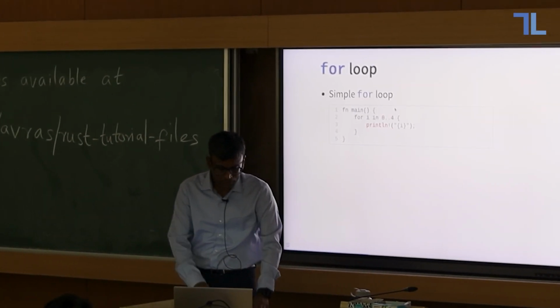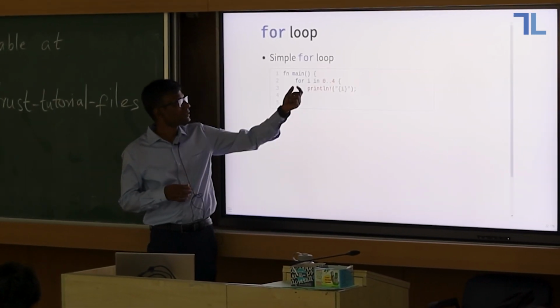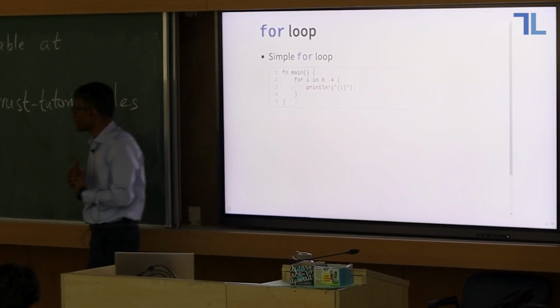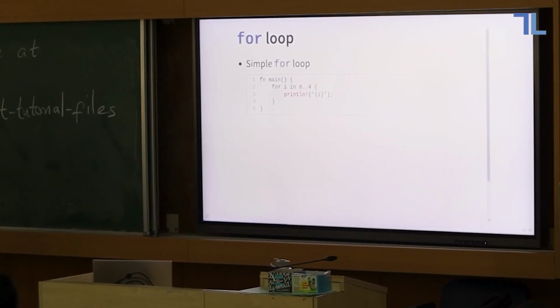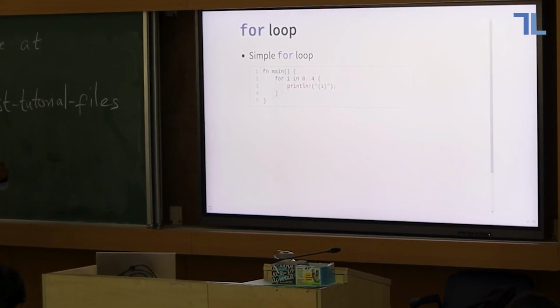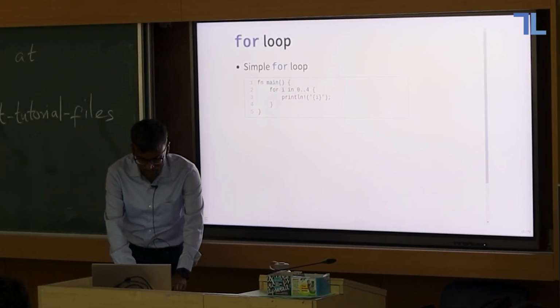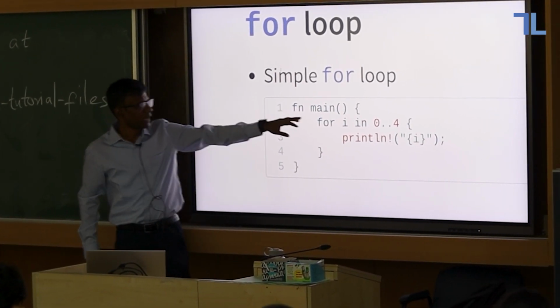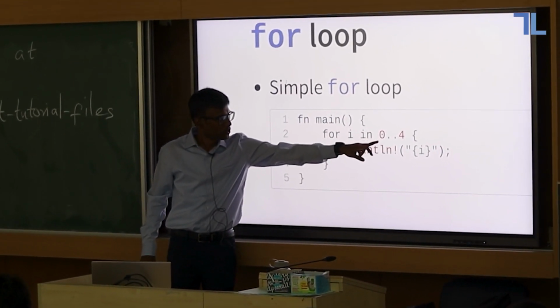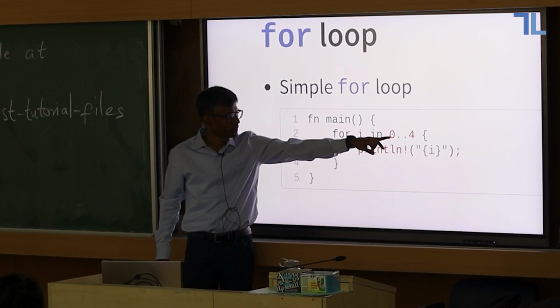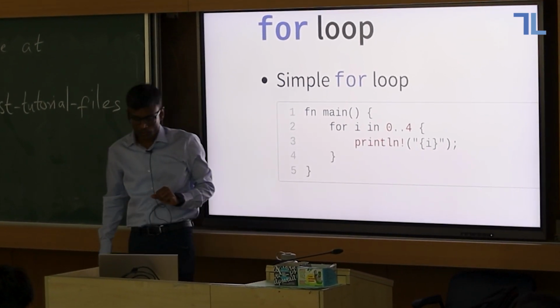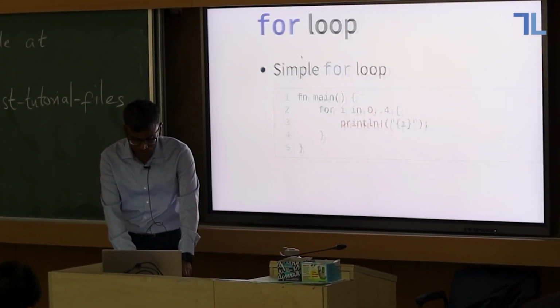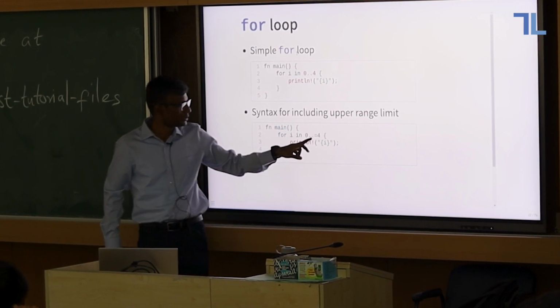For loop, there are many forms of for. If you are familiar with C, you have for int i equals 0, i less than something, i plus plus. So first has a slightly simpler syntax. It just says for i in 0 to 4, this means that it goes from 0 to 3. So 4, the outer limit, is not included. If you want to include the outer limit, then you just put an equal to sign there.